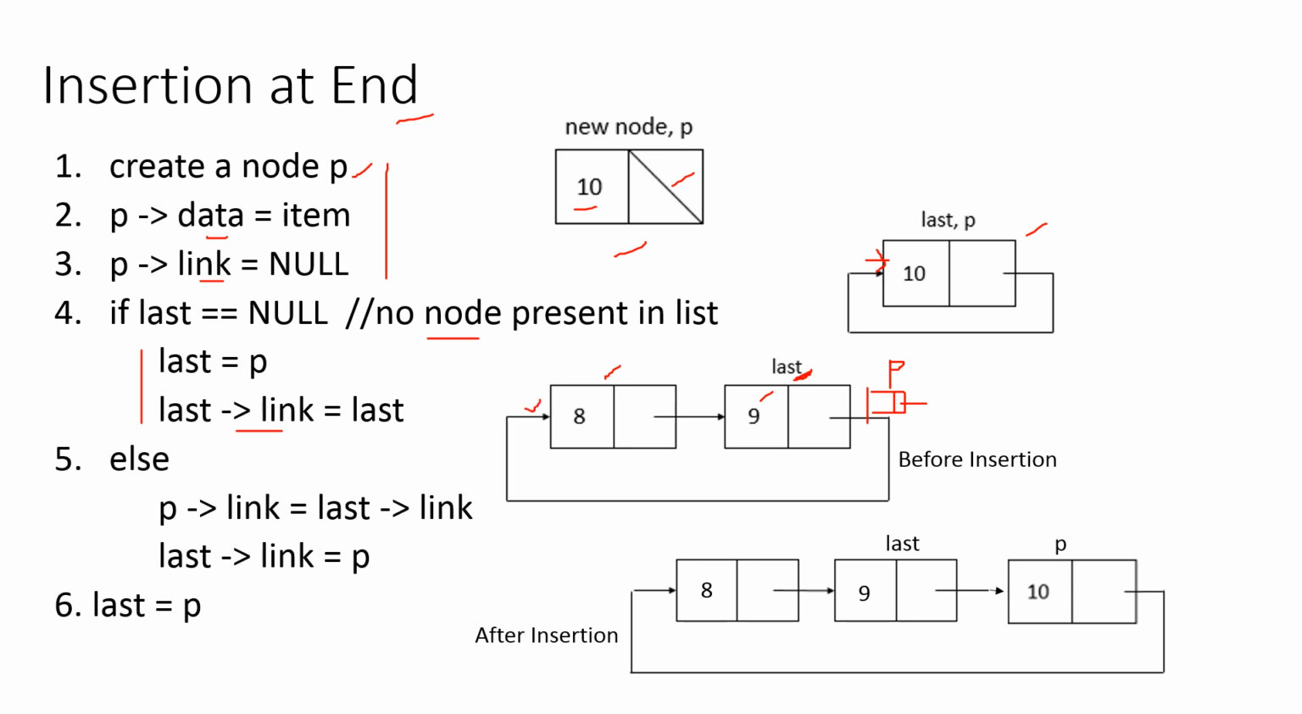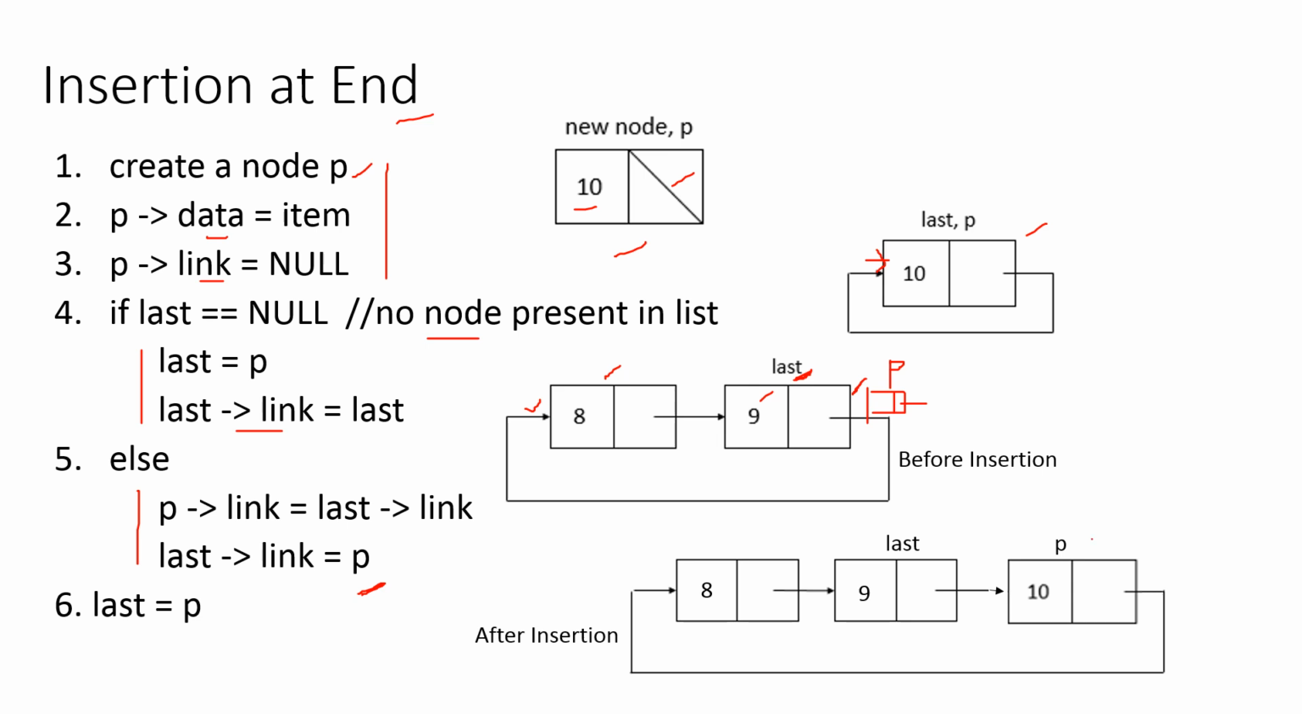What is this previously? This is last link, right? So link of P is link of last. So you got the connection, and then this is left. This node is last, and the link of last is to be connected to P. See this, you got the connection.